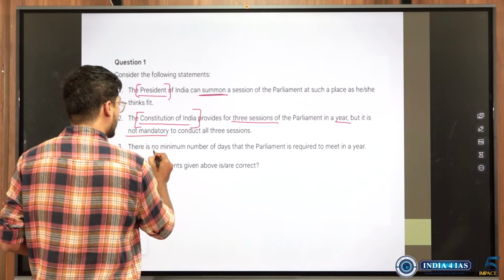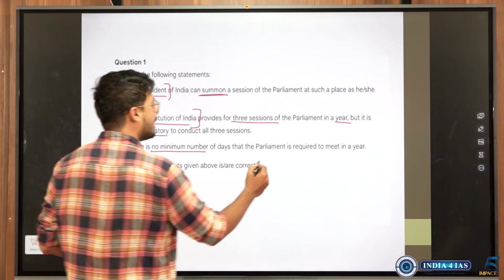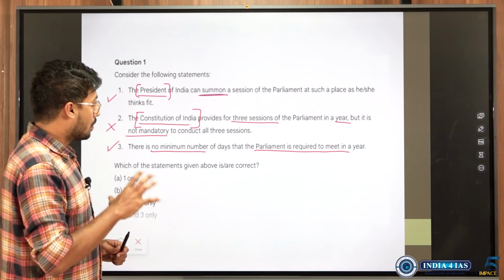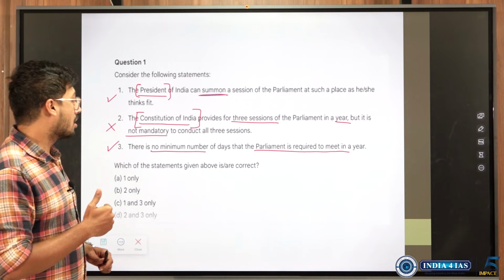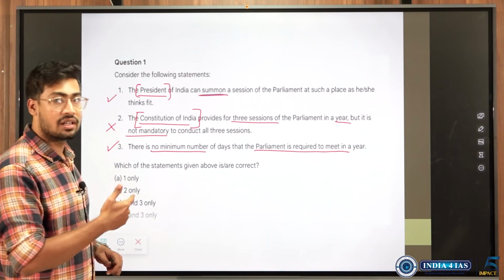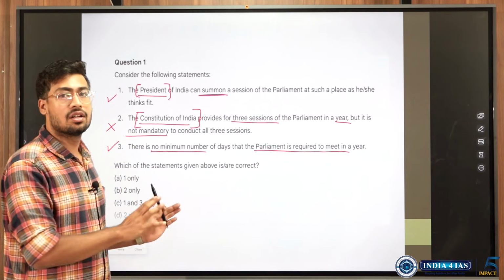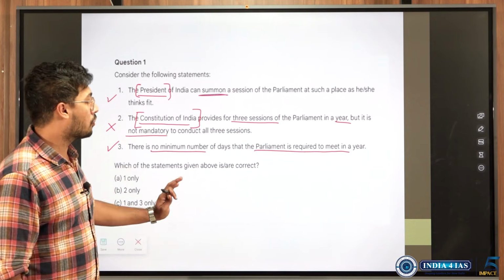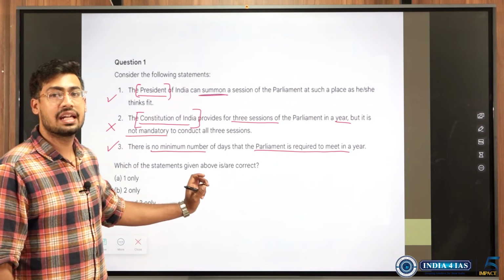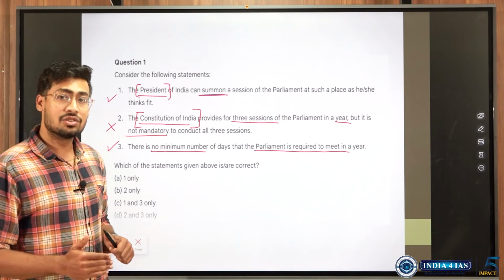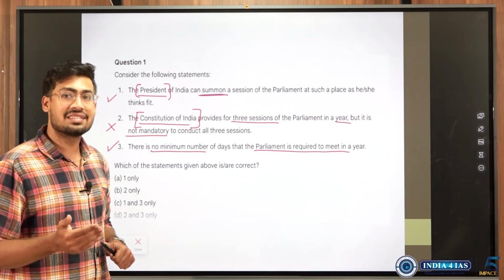Third, there is no minimum number of days that a Parliament is required to meet in a year. This is also correct because Parliament is not restricted or guided by the Constitution or any law that you need to meet for a certain number of days. This is one of the biggest criticisms that we can write for ineffective functioning of the Parliament, that there is no minimum number of days that the Parliament is required to meet.